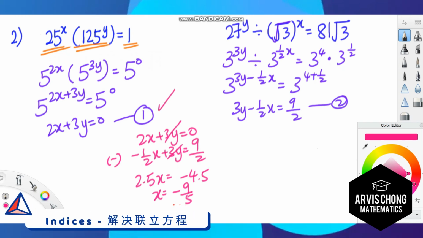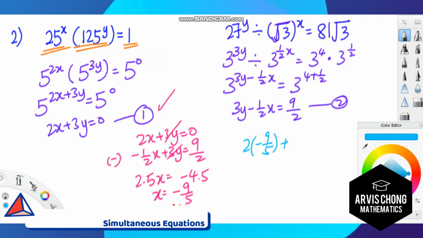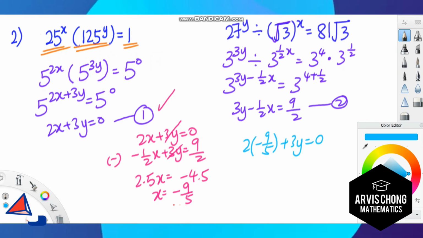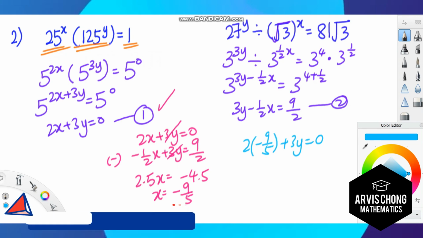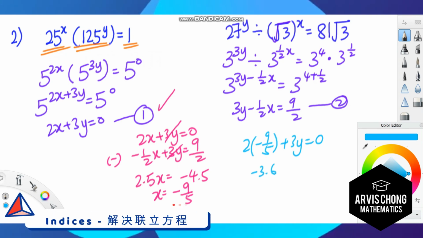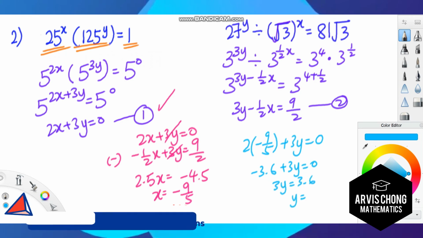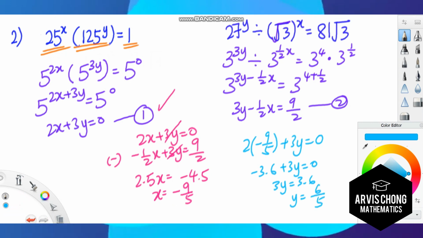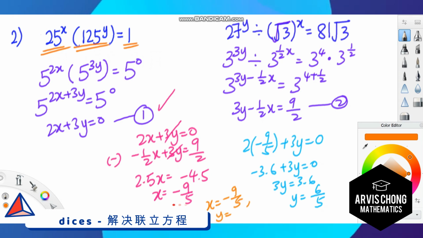So let's get started now. We have 2 bracket negative 9 over 5 plus 3y equals 0. And you type this in your calculator. So negative 9 over 5 times 2, you will get negative 3.6, right? Negative 3.6 plus 3y equals to 0. So 3y equals to 3.6, and your y will be 3.6 divided by 3. And you may leave this in fraction, which is 6 over 5. Alright, so next we can write our final answer for x and y. X is negative 9 over 5, and y is 6 over 5 as our final answer.